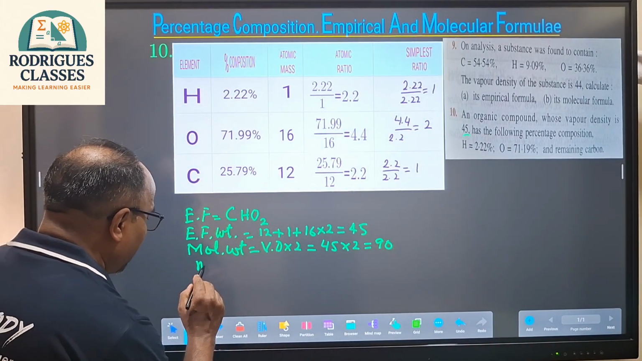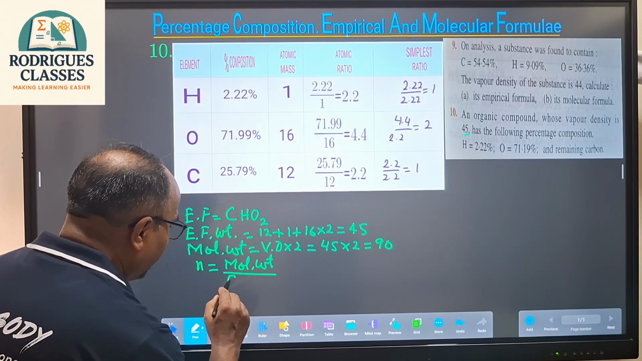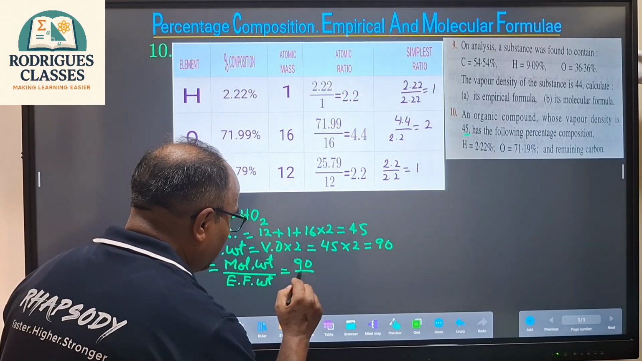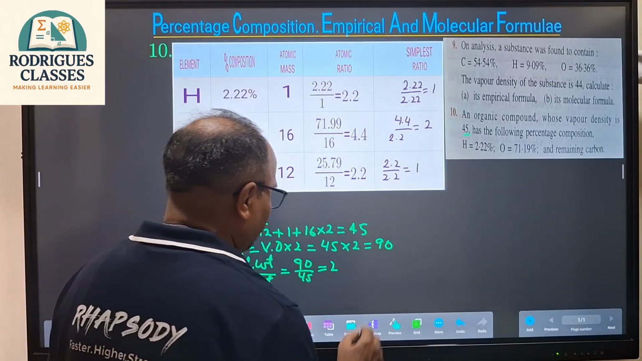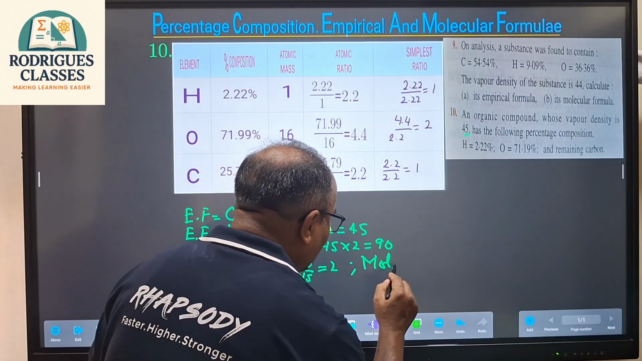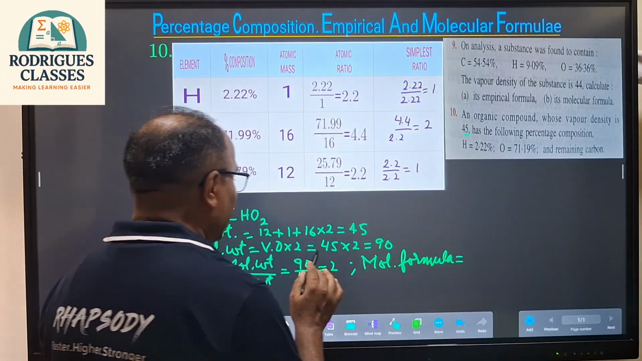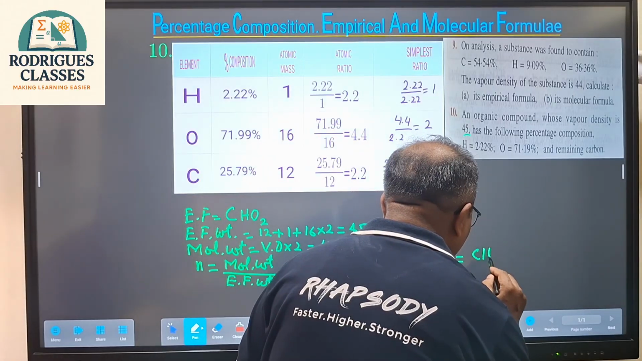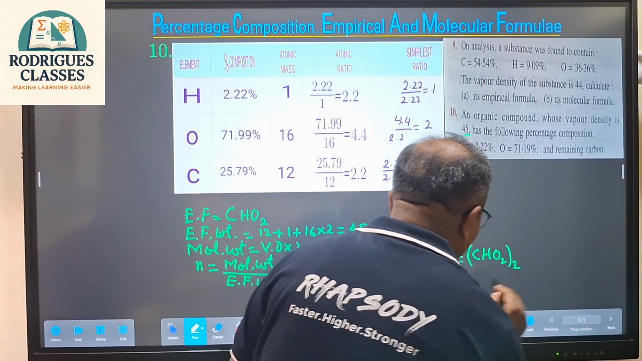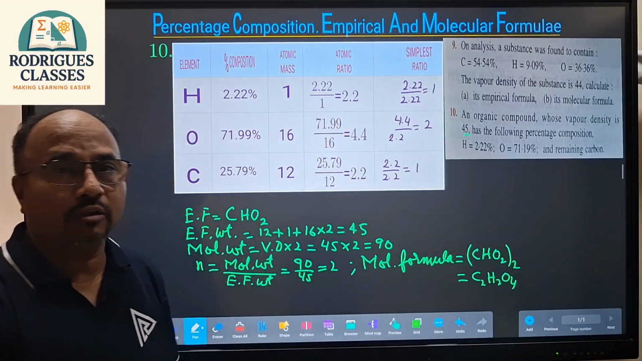So our next part is to get the value of n: molecular weight divided by the empirical formula weight, which gives us 90 by 45, which is equal to 2. So I have to find the molecular formula now. The molecular formula will be the empirical formula, which came as CHO2, multiplied with n, which came as 2. So that gives us C2H2O4. So this is the molecular formula of it.